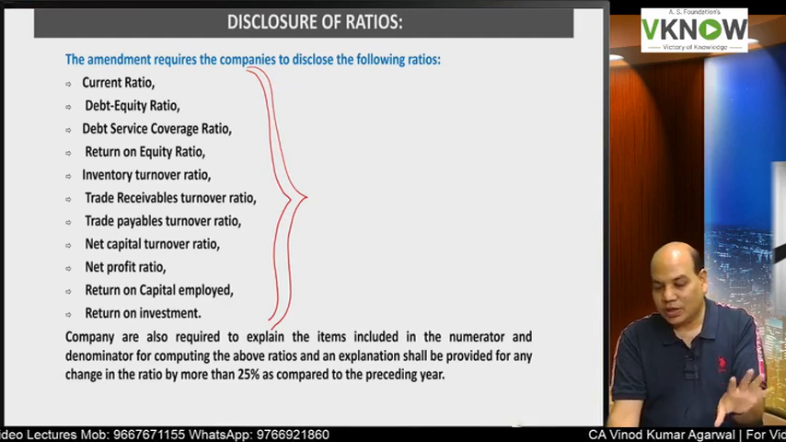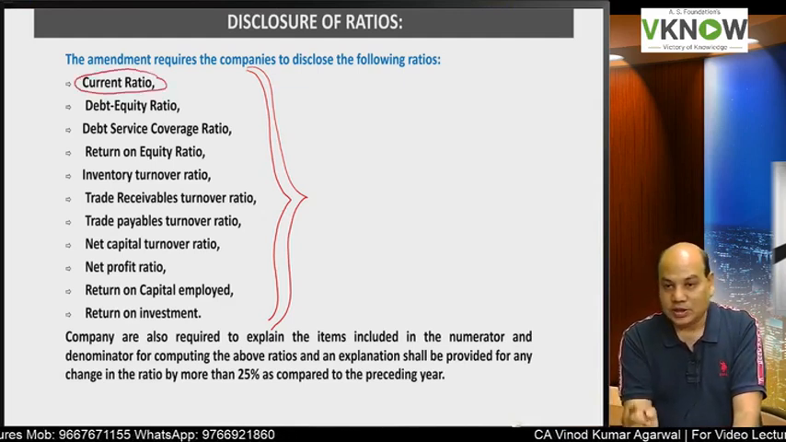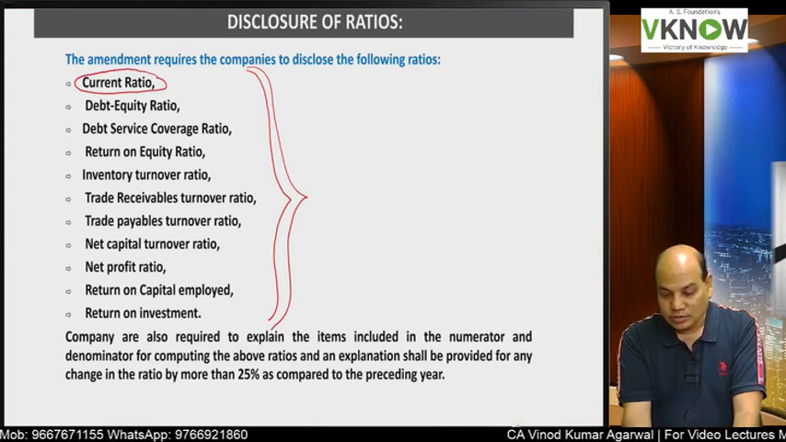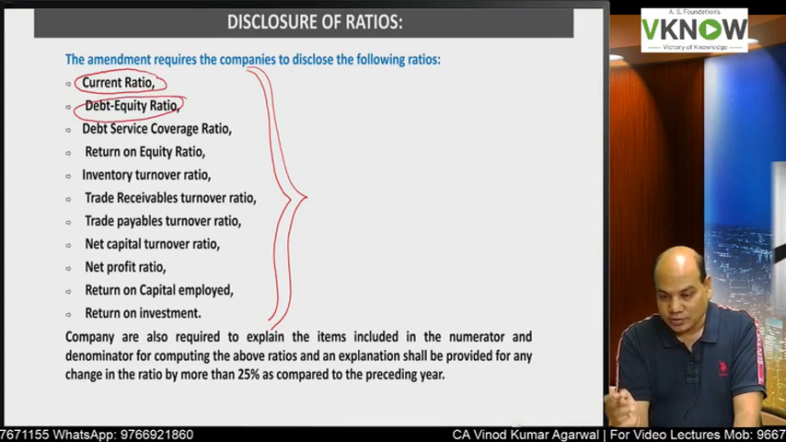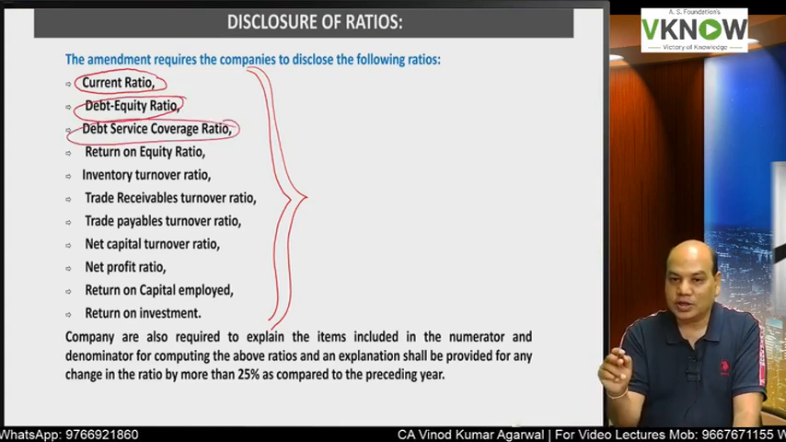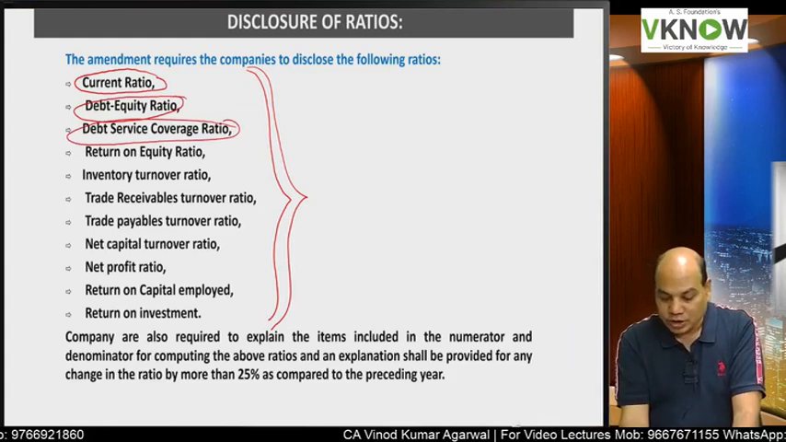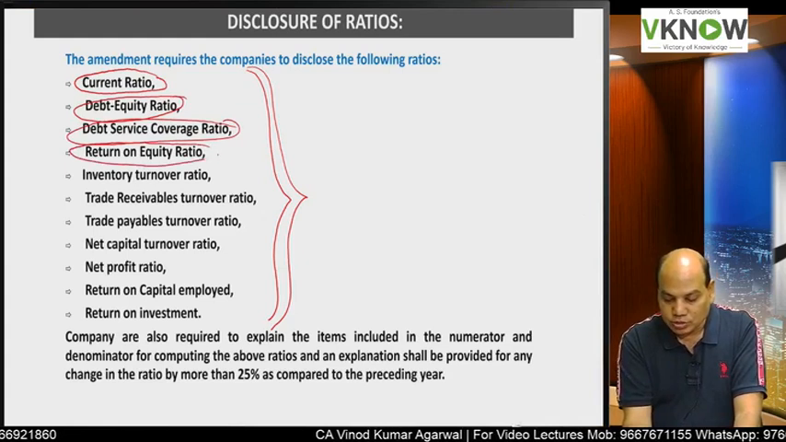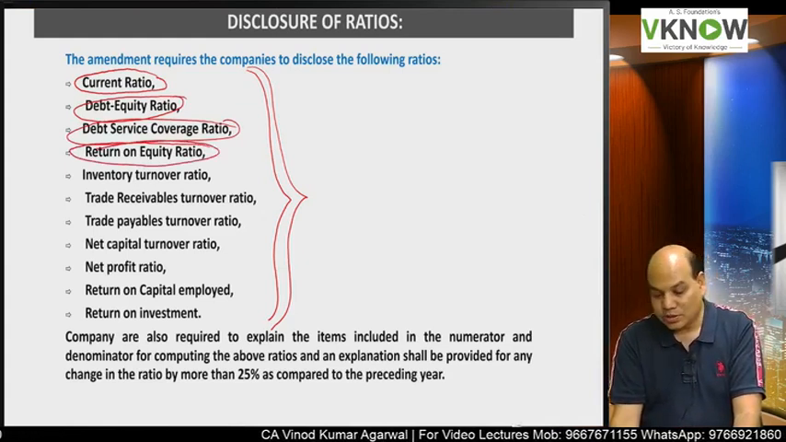Okay, so out of that, the key ratios, for example, the current ratio helps in understanding liquidity, the debt equity ratio helps in understanding risk, and the debt service coverage ratio shows whether the company can pay the interest and installments out of its profit or not. And of course, as an investor, we want to know how much return we are earning on our equity investment.